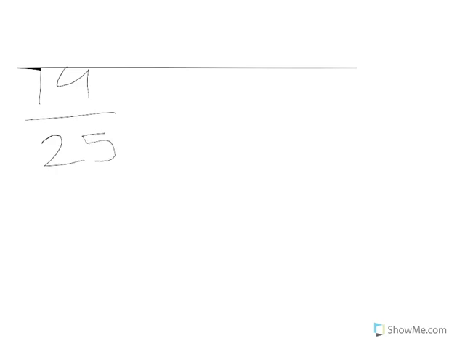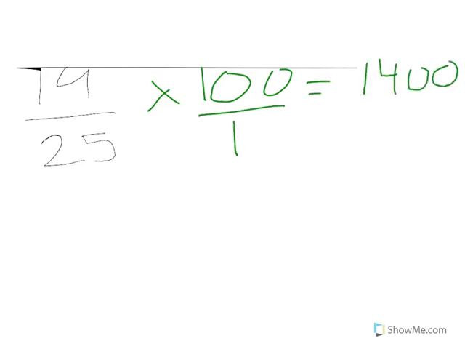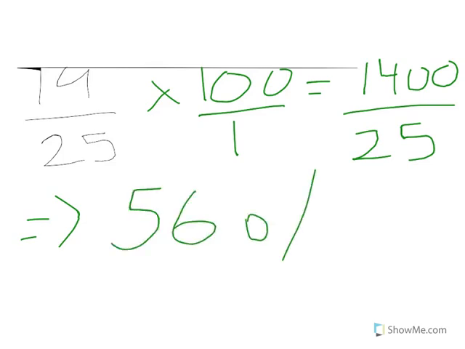Now let me show another example. For example, if I want to find out 14 over 25 and change it into a percentage, I will simply multiply by 100 over 1, and this equals 1400 over 25. Just grab your calculator and type in 1400 divided by 25, and I get 56%. That's the answer.